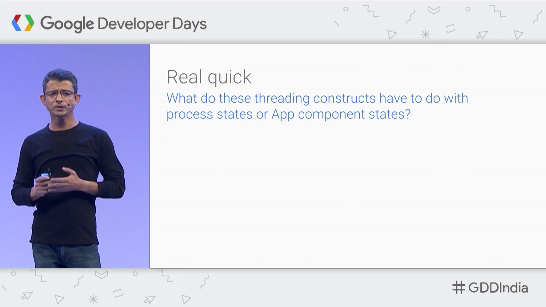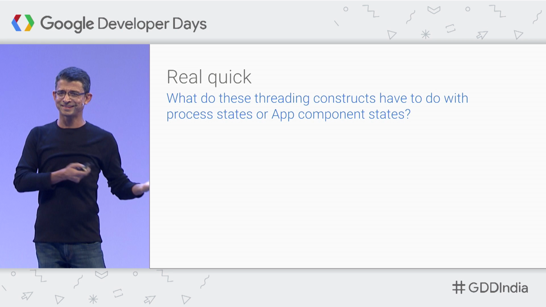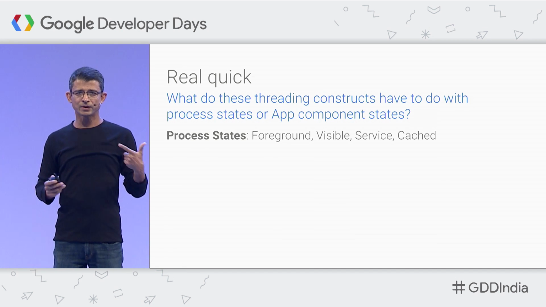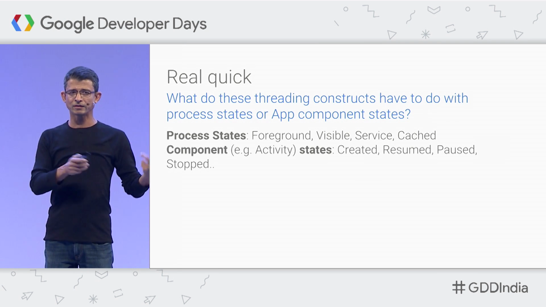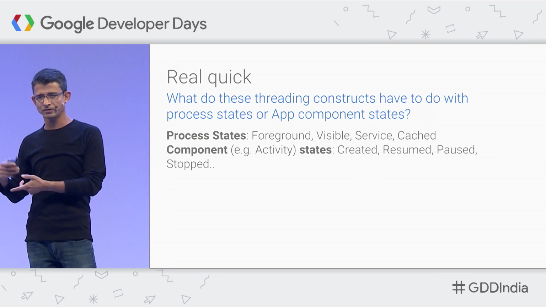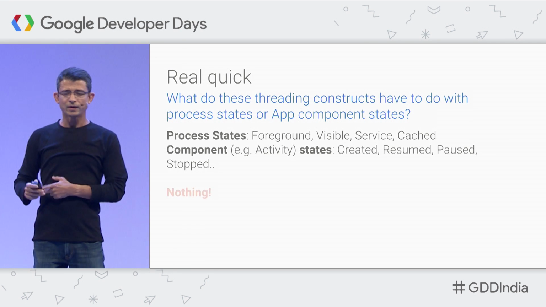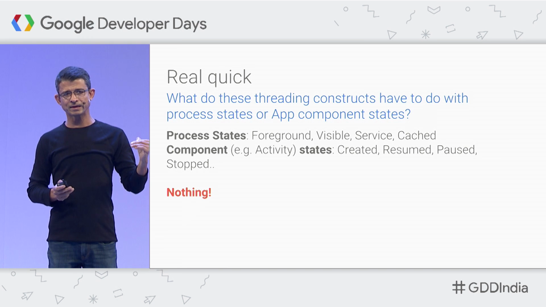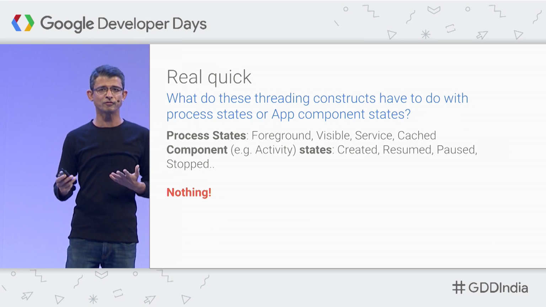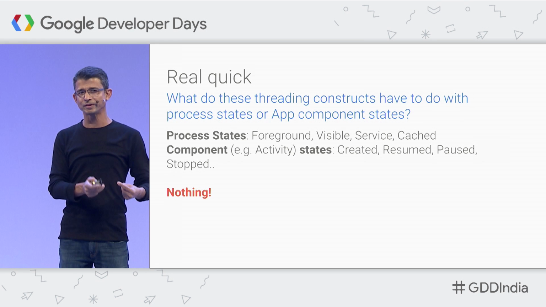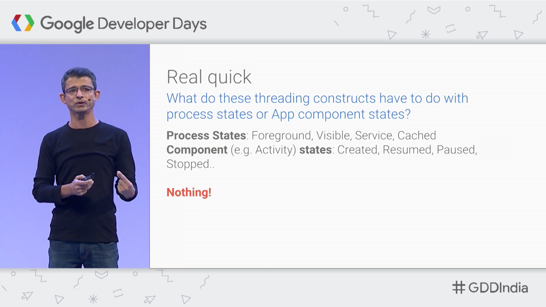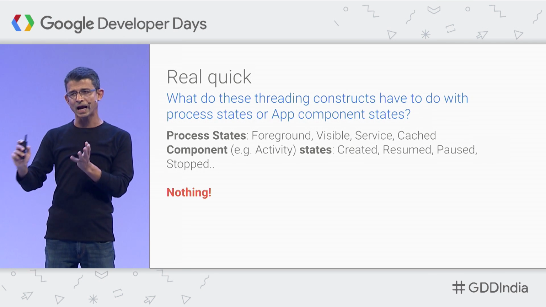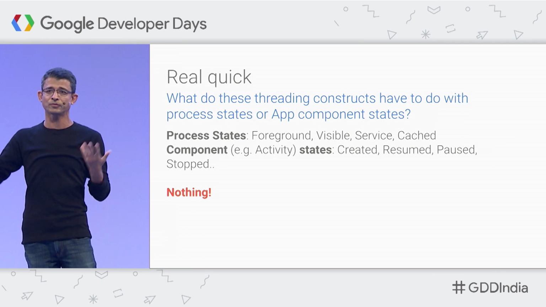But what do these constructs really have to do with the states that I just talked about a little bit ago? There are, of course, process states, I talked about them. And there are also component states. So your activity goes through state transitions, your fragments and your views and so forth. You can essentially create as many threads as you want. But the process states and the component states are only governed by what the user is doing with the app and how the system is viewing your app. So between these two things, you can have as many threads, but the app can easily go into the cached state, even if your thread is actively doing something.